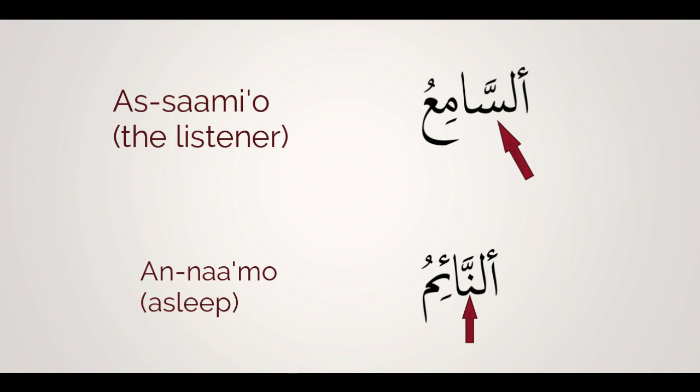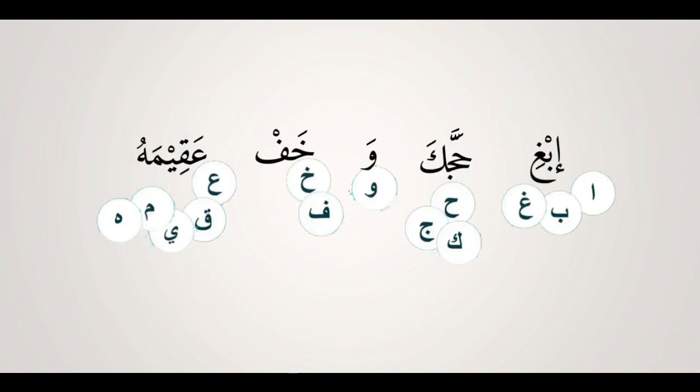Before I tell you why they are called sun letters and moon letters, let me show you a technique which will help you remember these letters. Memorize this sentence. Ibghi hajjaka wa khaf aqima. In this sentence, we have 14 moon letters. Hamza, ba, ghain, ha, jim, kaf, waw, kha, fa, ain, qaf, ya, mim, and ha.